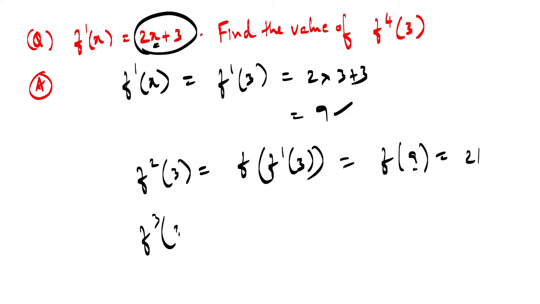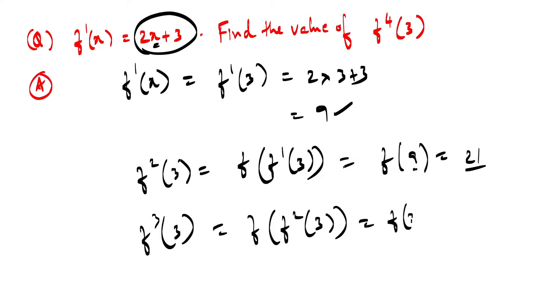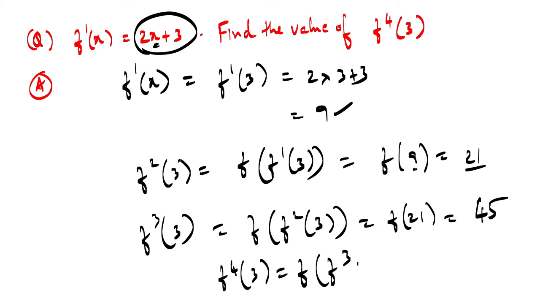Now f3 of 3, we are asked to find out f4 of 3. So f3 of 3 is equal to f of f2 of 3. Now f2 of 3, we know the value, which is 21. So f of 21, just substitute 21: 2 into 21 plus 3, this is 45. Now we are asked to find out f4 of 3. f4 of 3 is equal to f of f3 of 3, and f3 of 3 we know is 45. So substitute here, we'll get 93.